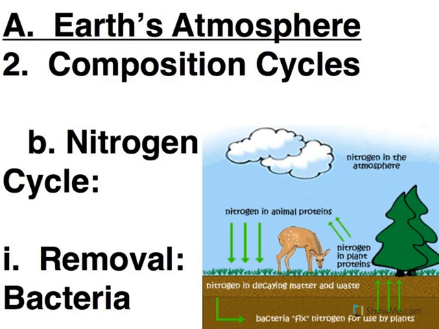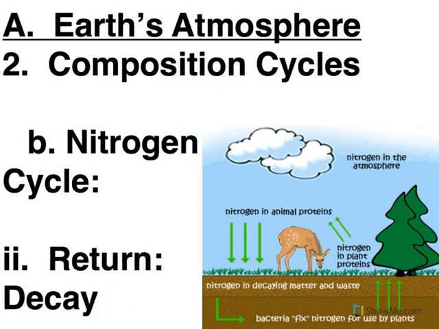So the first one we're looking at is nitrogen. And nitrogen is removed from the atmosphere by bacteria. And as you see in the little graphic here, bacteria fix the nitrogen for use by plants. So the bacteria react with the nitrogen and become part of the soil. And so then plants absorb that nitrogen into them.